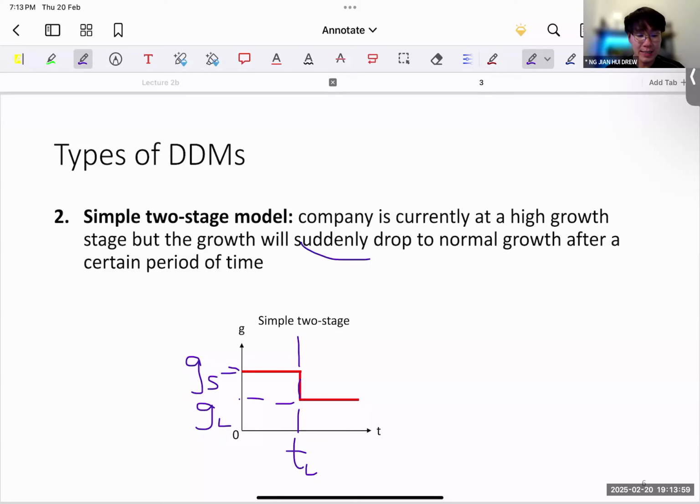However, this is a sudden drop, which immediately you will see that maybe it doesn't make too much sense, right? How can it suddenly drop so quickly over just 1 second, or not even 1 day, just 1 second, it just drops. So this one is a bit questionable, but it's called the two-stage model because you have two levels of growth.